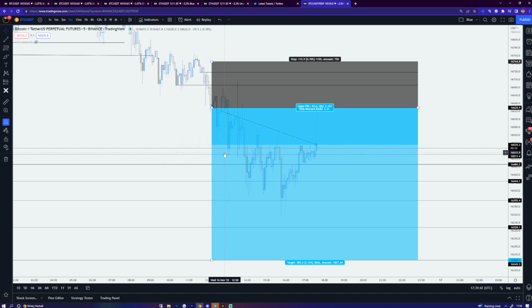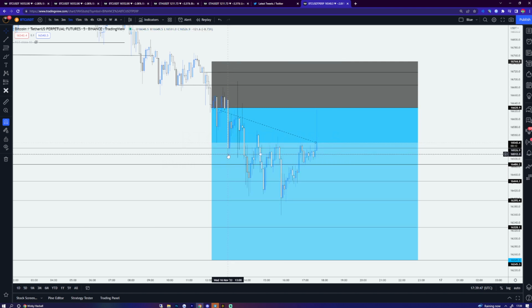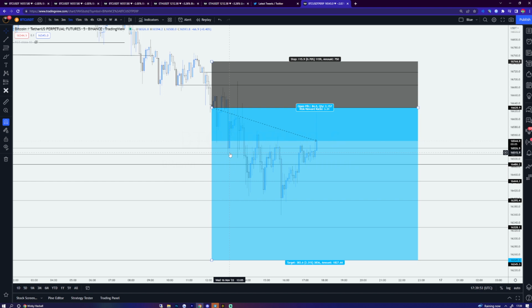So what I do is I take out at least 25% or 50% on this part of the TP2, just to make sure that whenever I do make this trade, it's a profitable trade and I don't risk more.